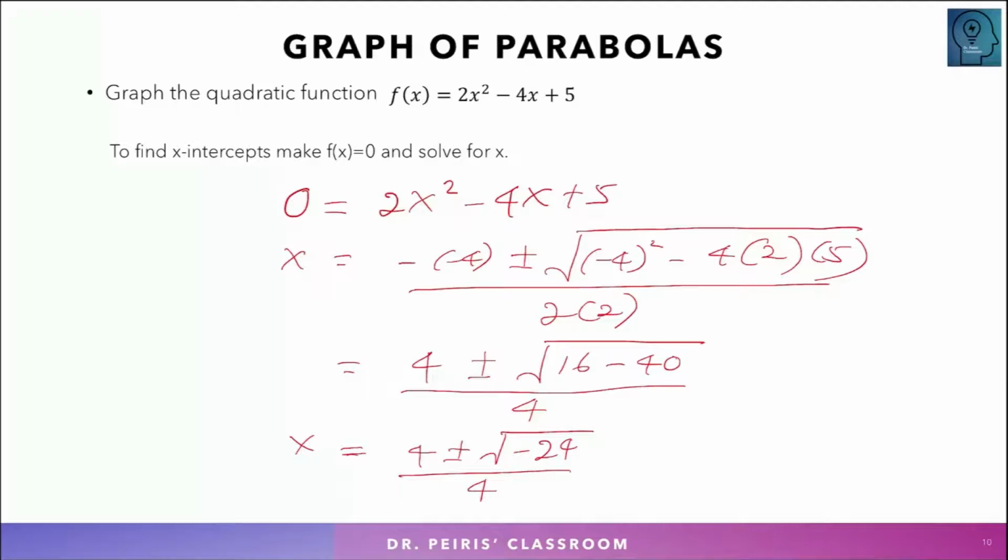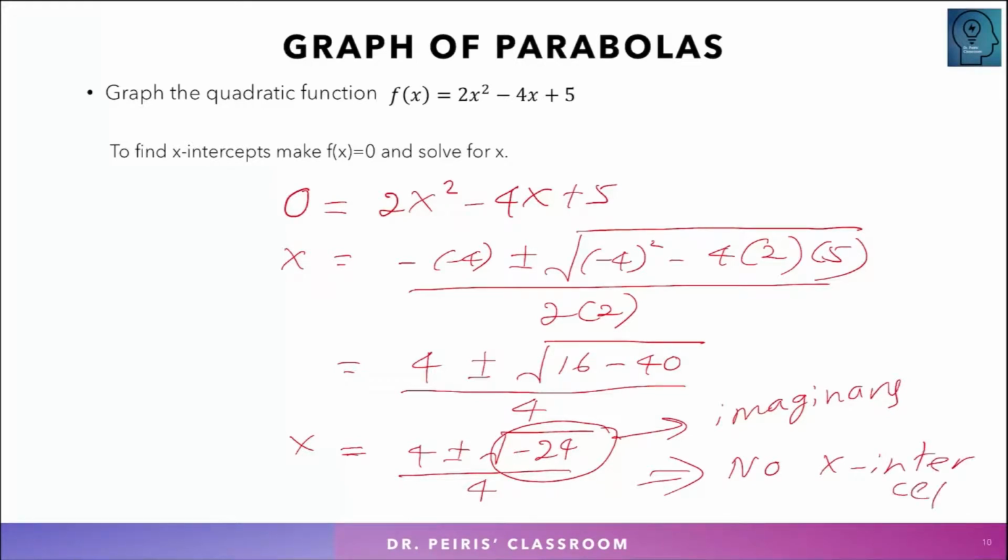Which means in this case no x-intercept because we are finding the square root of negative 24. This is going to be imaginary because this is negative. So this means in this particular case there are no x-intercepts. That is something special to remember. Whether there is an x-intercept or not, you can basically see if the solution for x becomes real or imaginary.